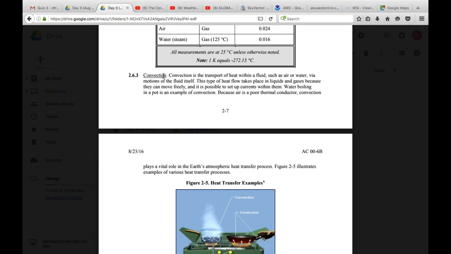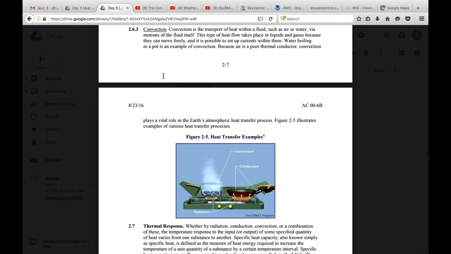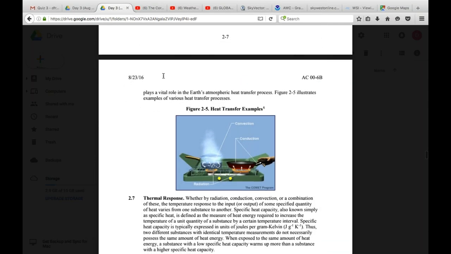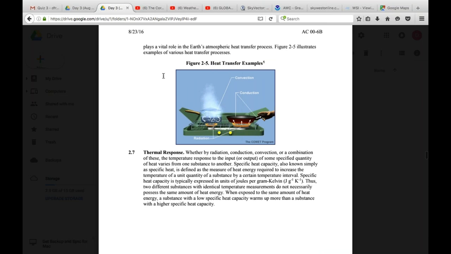I'll take it. Convection. Convection is the transfer of heat within a fluid, such as air or water, via motion of the fluid itself. This type of heat flow takes place in liquids and gases because they can move freely. It is possible to set up currents within them. So boiling water in a pot is an example of convection. Because air is a poor thermal conductor, convection plays a vital role in the Earth's atmospheric heat process. So conduction is from one thing to another, whereas convection is within itself.